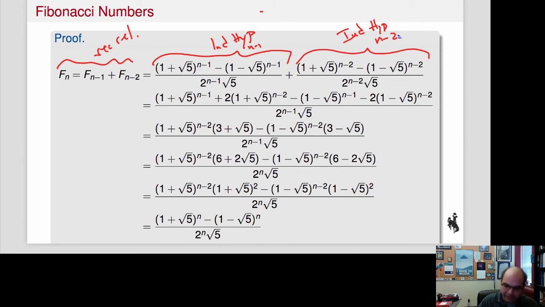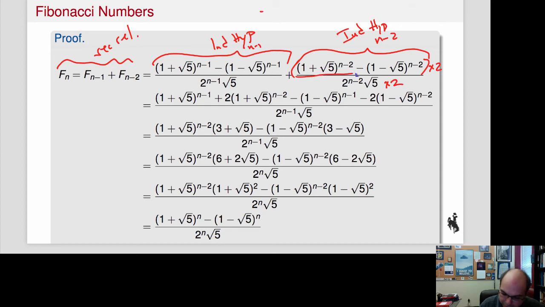So I'm adding two fractions, so I'm going to combine those. We have 2 to the n minus 1 times square root of 5, 2 to the n minus 2 times square root of 5. So I'm going to multiply this by 2 and multiply that by 2, and that way I can combine everything into the same denominator.